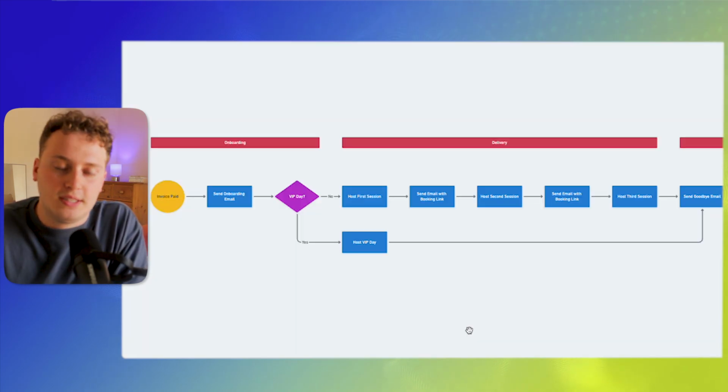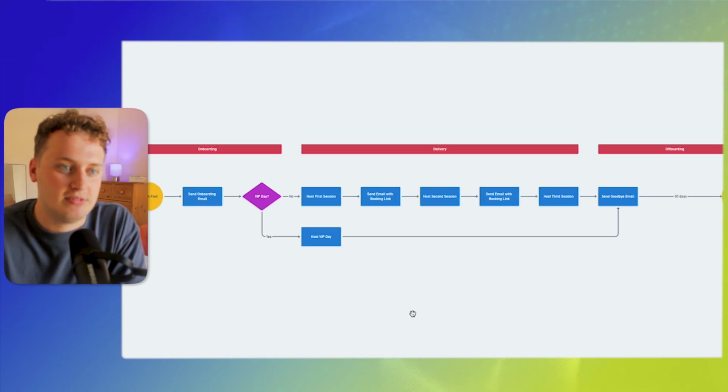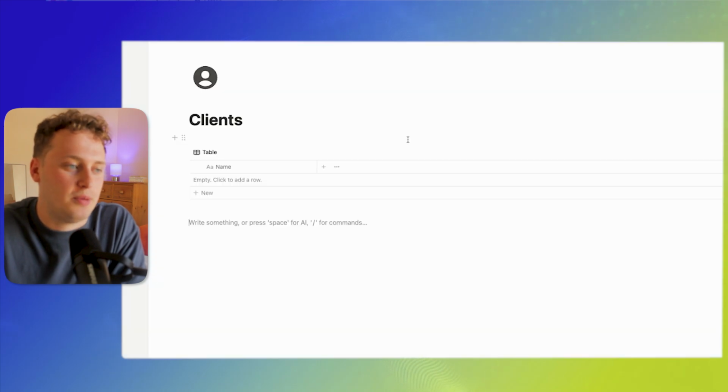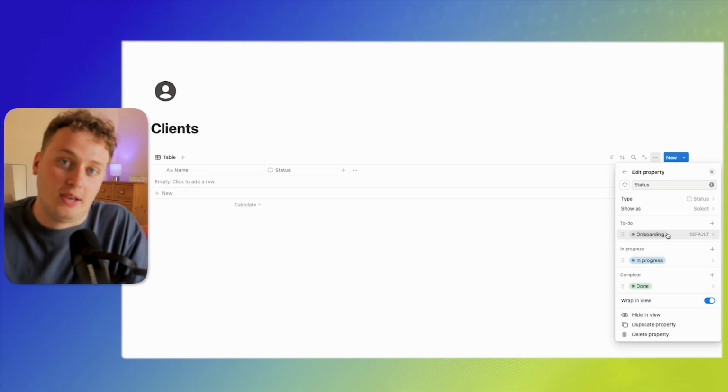Now, using the stages we defined in the mapping process, we can take onboarding, delivery, and offboarding and create statuses out of them for our client database. So I'm going to go back over to Notion and create a new property called statuses. And now I'm going to change these statuses to those stages we defined.